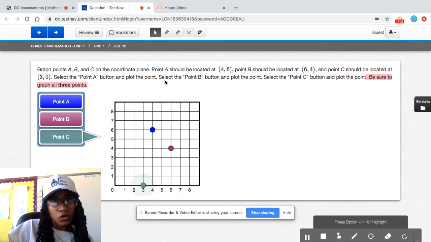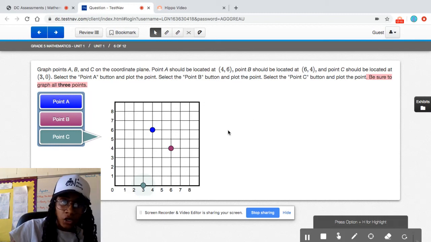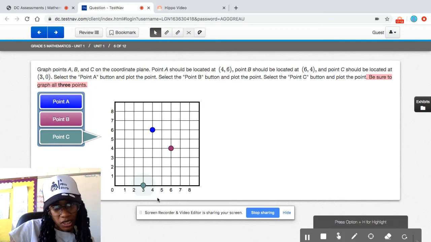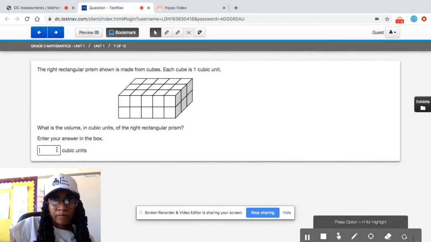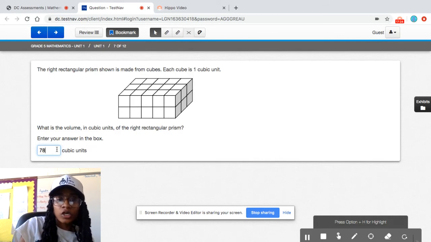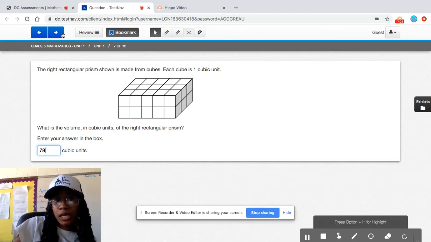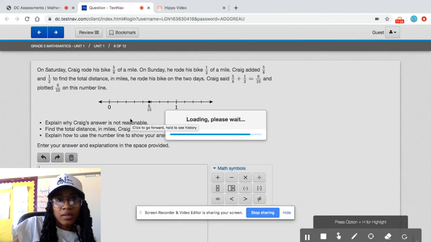Before you even answer the question, y'all should just be annotating, because when you go back and check your work, you can look up at the question and see, oh, I should have 3 points. Do I have 3 points on my graph? Okay, this is a short response where you're just entering your answer in the box. You just have your scholars enter their answer in the box.